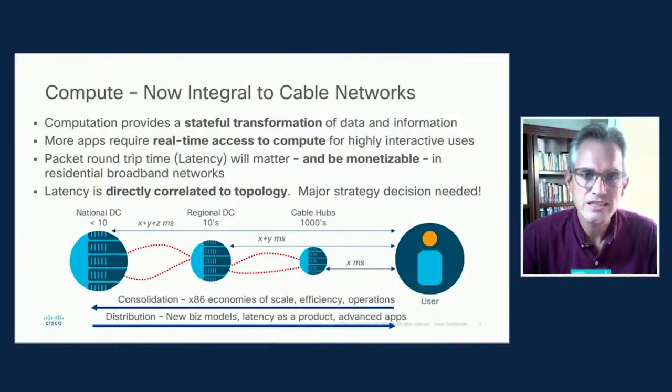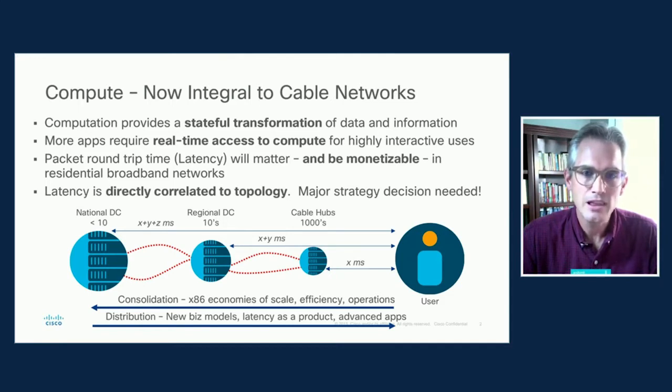And we're going to have a conversation today about the role that compute plays in next-gen modern cable networks. Compute is becoming an integral part of any new service provider, but especially a cable network. But what computation really does is it provides a stateful transformation of data. We're used to servers providing infrastructure such as DNS or email, but more and more computation is being used to transform data to add value to it.